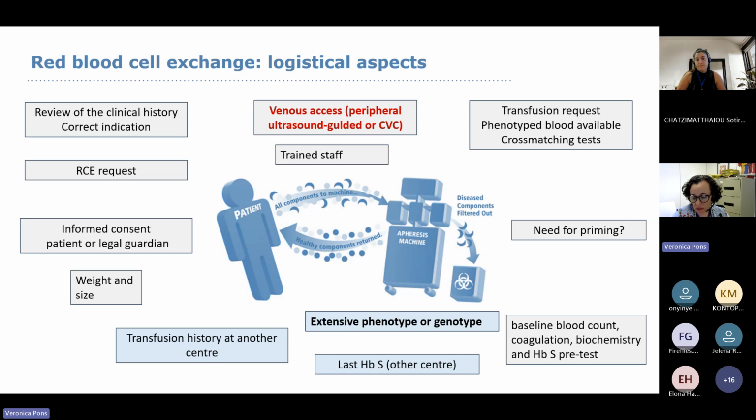But finally, but not less important, we must assess the venous access. It could be peripheral ultrasound-guided or a central venous catheter, and also we need trained staff. It's very important.